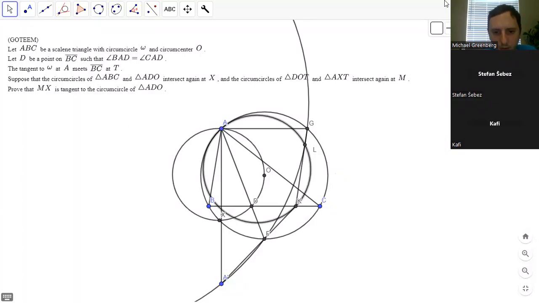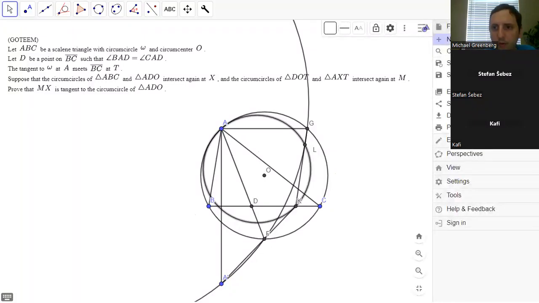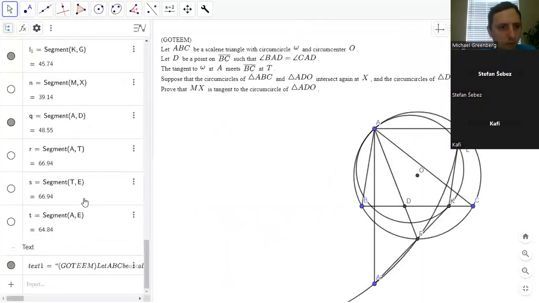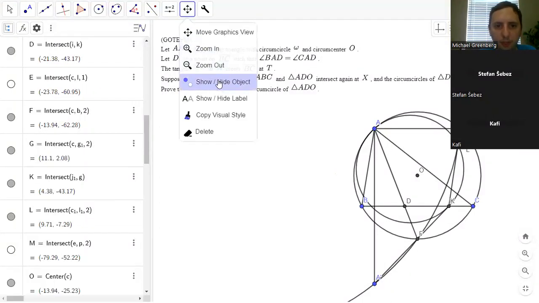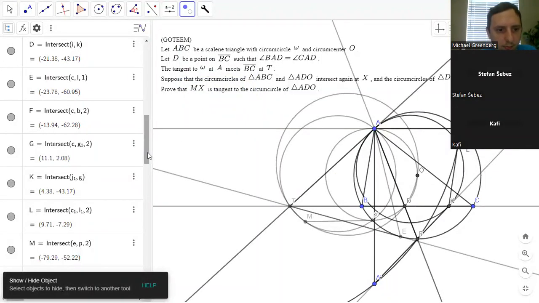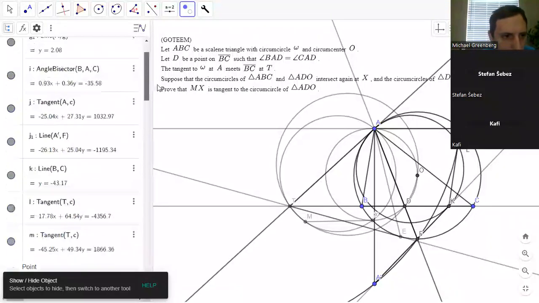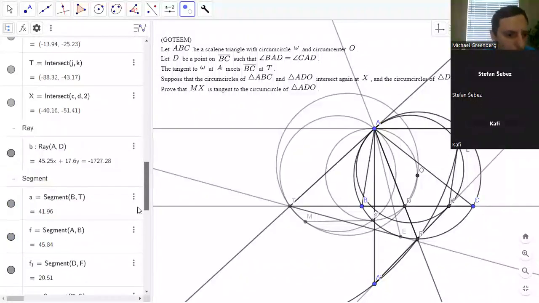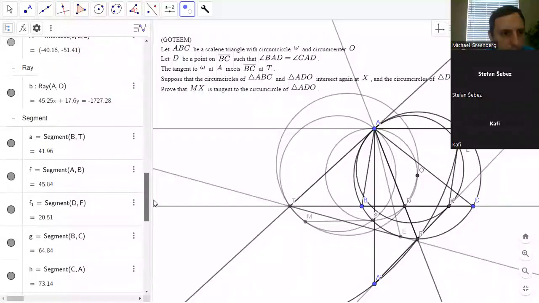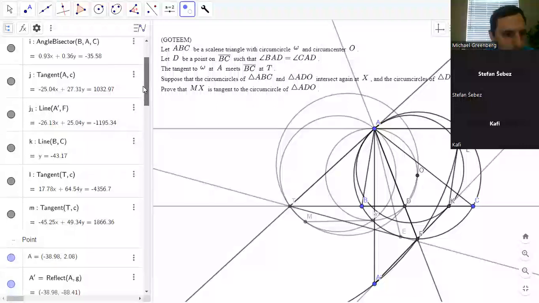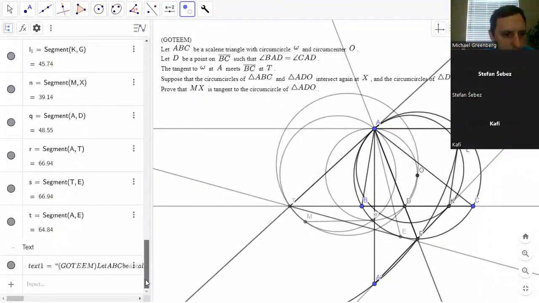So let's see, how did we define this circle? I could go into the algebra to see. So how is L defined? L is the intersection of C1. Oh, is there another circle I'm missing? Let's see. L is the intersection of C1, L1. What's C1 and L1? L1 is the segment between K and J. Okay, but then what's circle C1? So circle C1. So line, point, ray, segment for the circles.